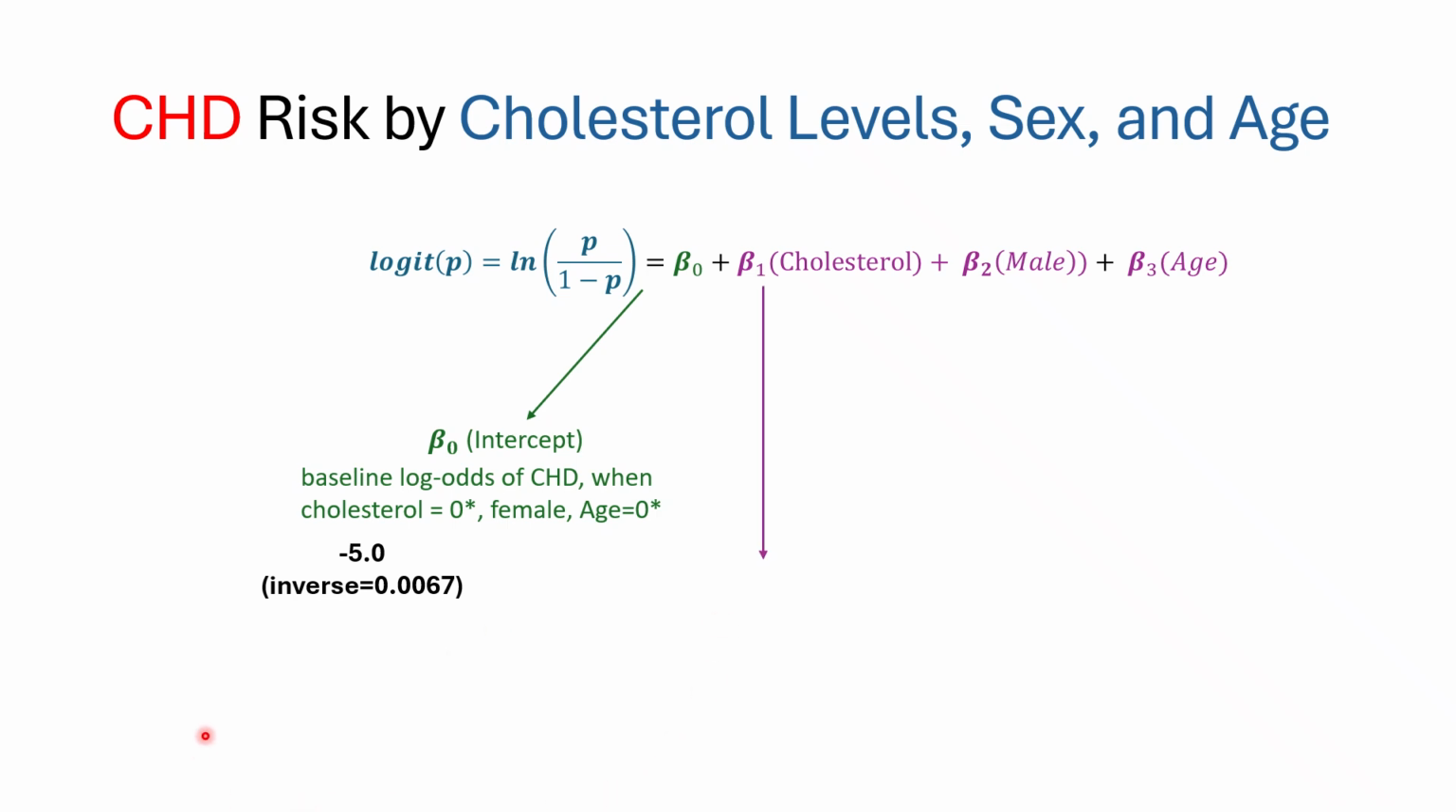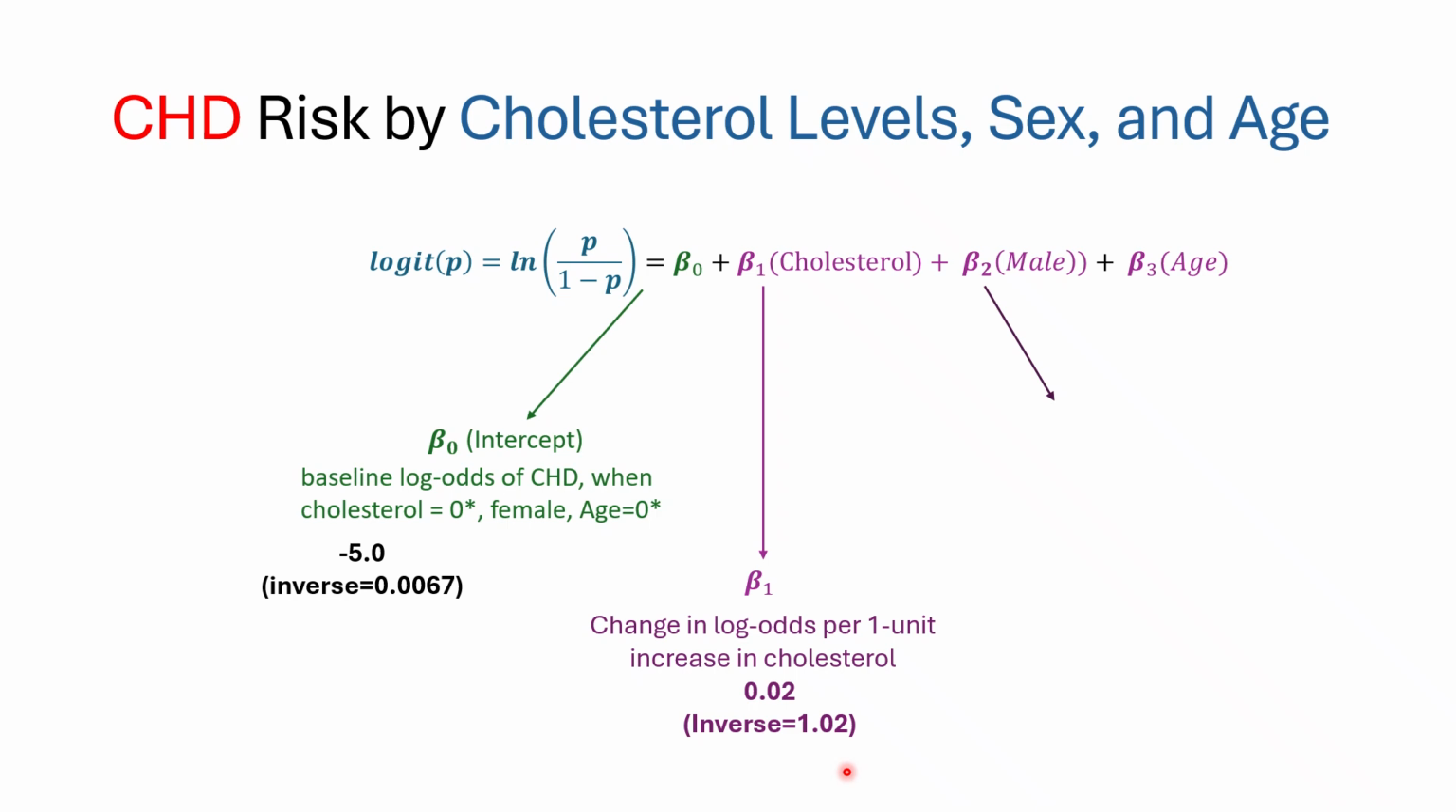Now for beta 1, suppose the system has calculated the log odds 0.02 and the inverse is 1.02. That means that with each unit increase in cholesterol, the probability of developing chronic heart disease increased by 2% because it is 1.02. Again, log odds is very difficult to interpret, but the inverse is pretty simple.